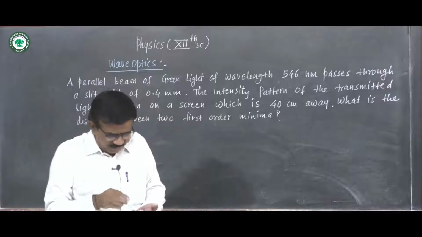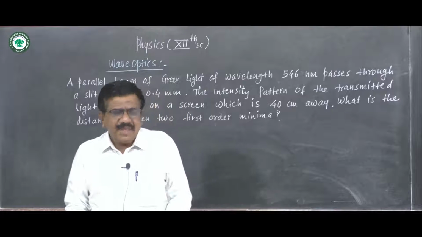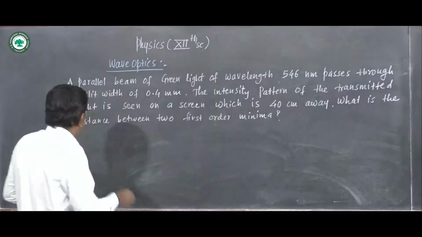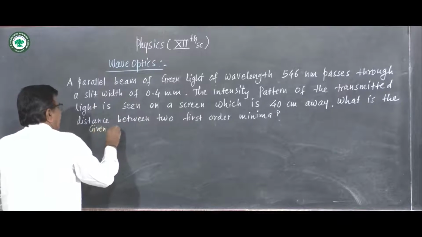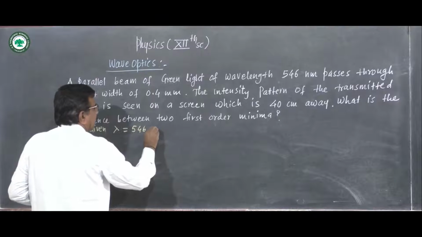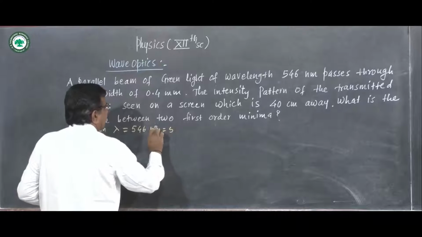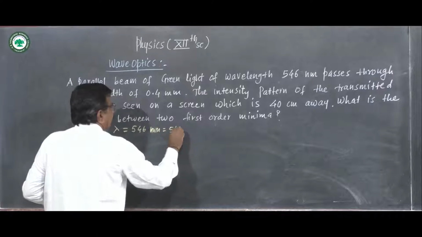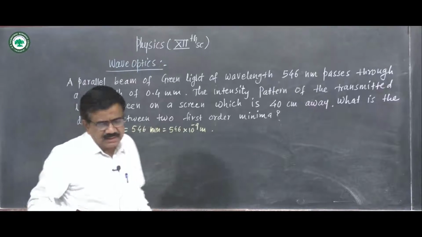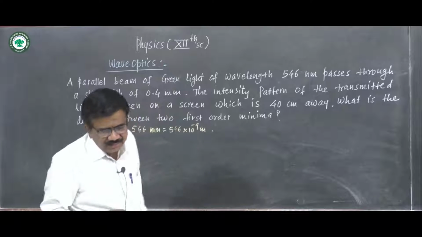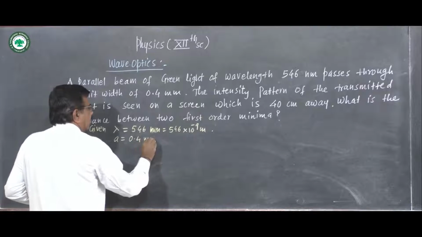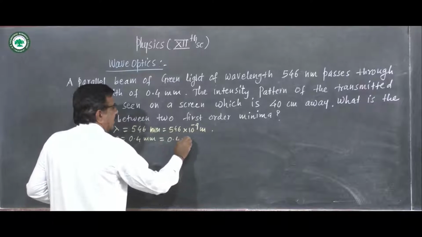Firstly, read the problem carefully. A parallel beam of monochromatic green light of wavelength 546 nanometer is given. That is, lambda is 546 into 10 raised to minus 9 meter. It passes through a slit of width 0.4 mm, that is 0.4 into 10 raised to minus 3 meter.